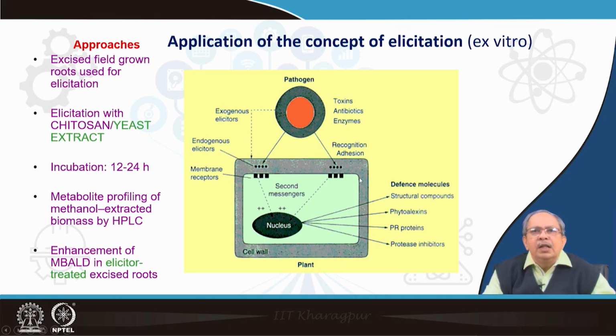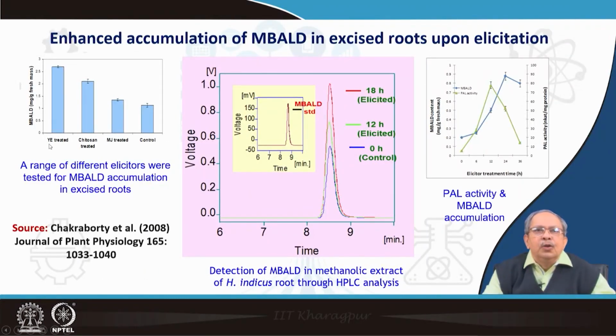In the previous slides I mentioned the mechanism of elicitation, so we are not going into that, rather let us see the result. A range of different elicitors were tested, for example, yeast extract, chitosan, methyl jasmonate and control. As compared to control, you see every elicitor treatment showed enhancement of the metabolite. The maximum result was obtained with the yeast extract, that is why the autoclaved yeast extract was used for the subsequent experiments.